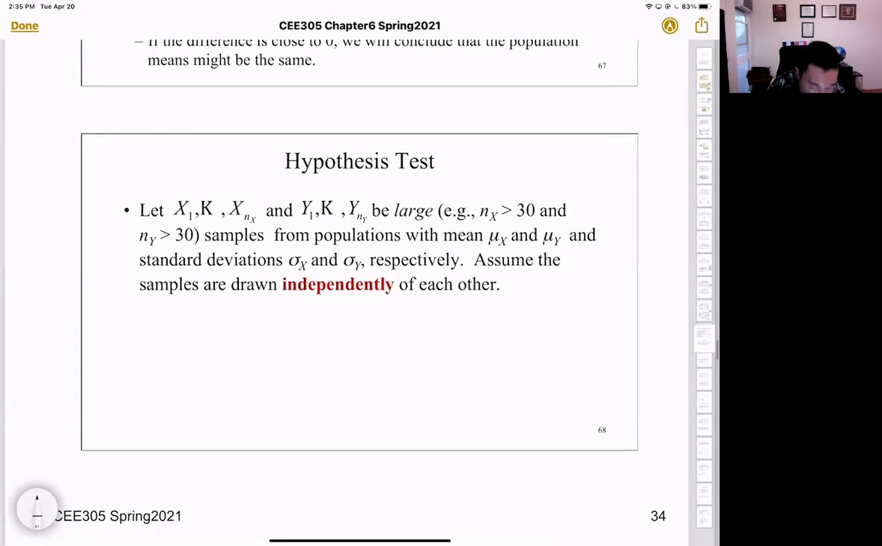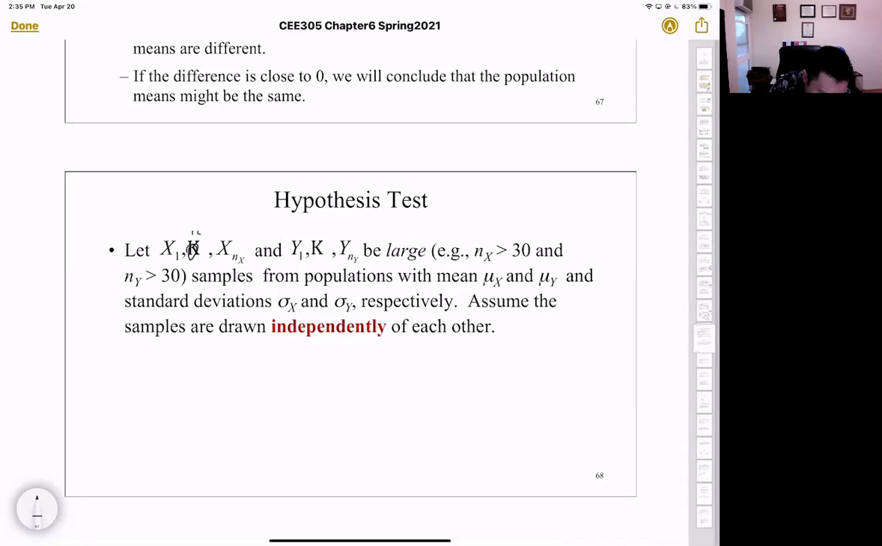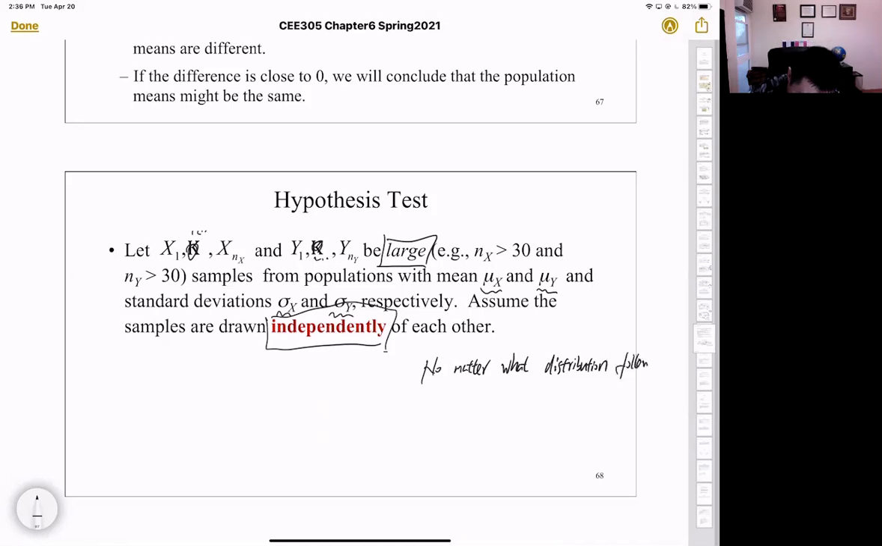We have two samples, x1, x2 to xn, and y1, y2 to yn, which are large samples, with two different means, mu x and mu y, and two different standard deviations. We also require that these two samples are independent of each other. But there is no requirement for the population to follow a normal distribution, no matter what distribution it follows. No requirement for normal distribution because the sample size is large.